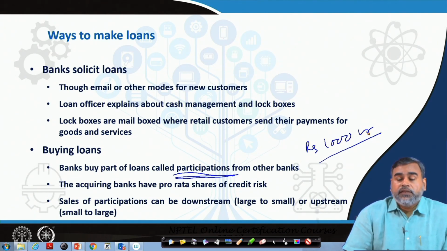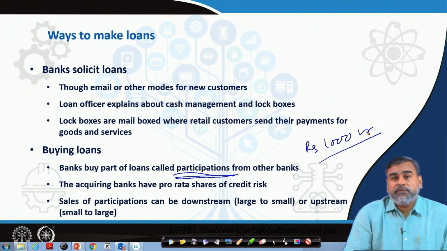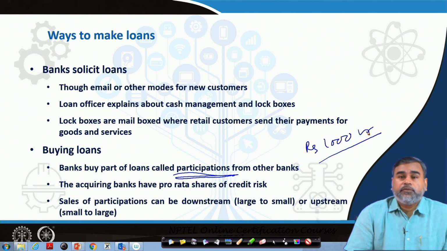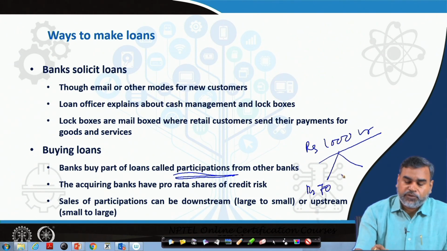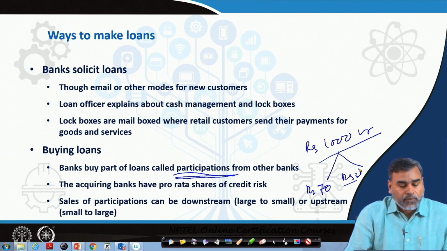By that, the loan portfolio value will be reduced. It is not the liability of the bank, but the loan portfolio value will be reduced. So, maybe this can be divided into two banks. One bank, the original bank, will have the 70 crore and another bank will take the 30 crore, like that.